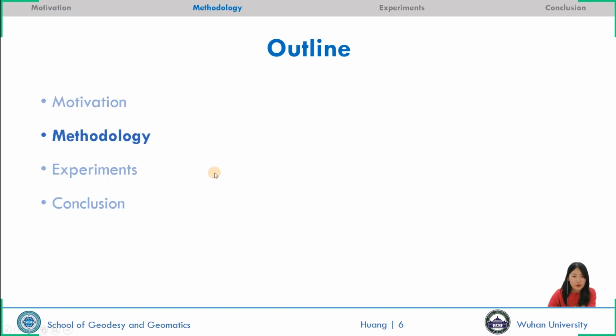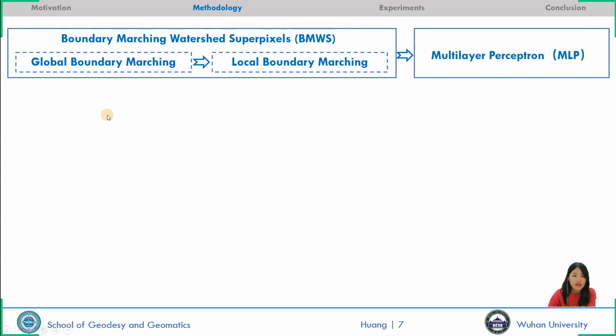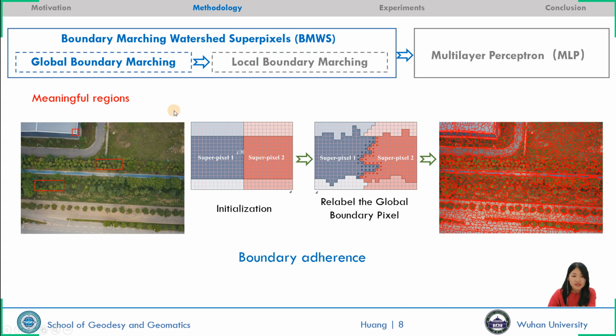Now, I will introduce our method. Based on the motivation to get accurate boundaries, the method has two parts, namely superpixels generation and multilayer perceptron. The first part is divided into global boundary matching and local boundary matching. The first is the global boundary matching. This step focuses on the boundary adherence in the meaningful regions. Meaningful regions include trees, house boundaries, road outlines, and other regions with rich boundary information.